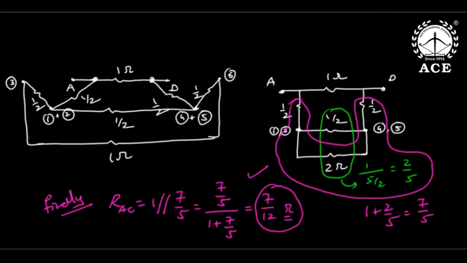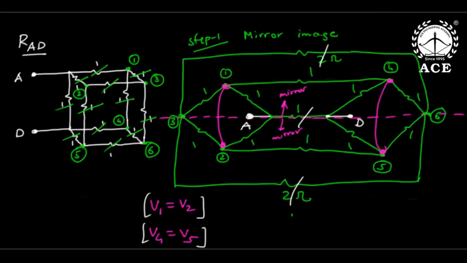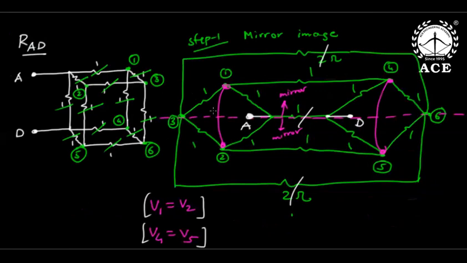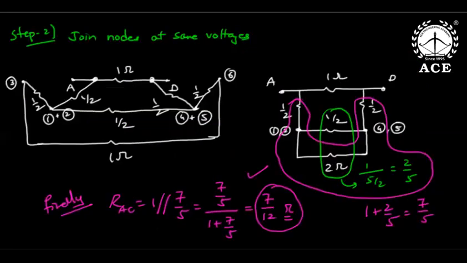See, here also current division was not possible because the path resistance in all paths is not equal. So I first expressed it as a mirror image. Then step two, I will repeat: join nodes at the same potential, at the same voltage. So which nodes were at the same voltage? Looking at the mirror image, node 1, node 2, and node 3, node 4, node 5. So I joined them and with simple series-parallel, I got the answer. The answer is 7 by 12.